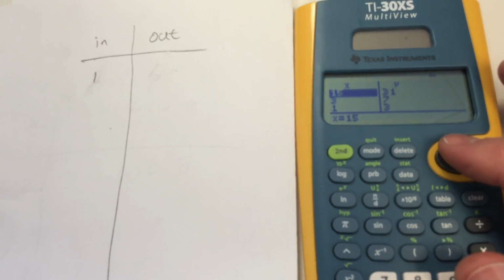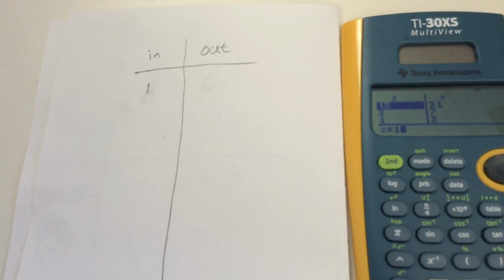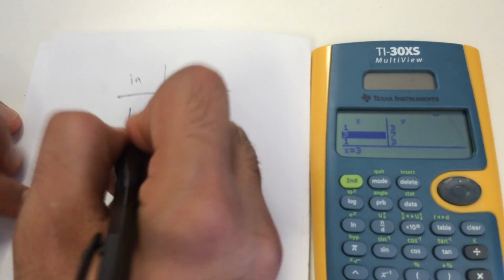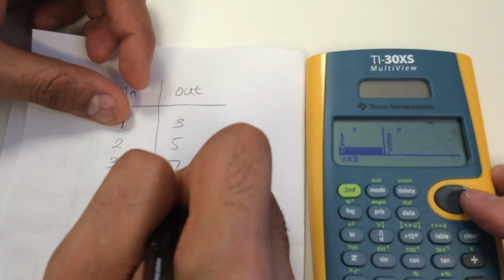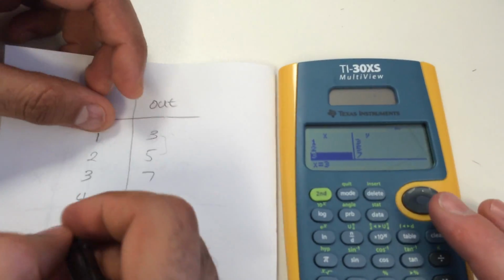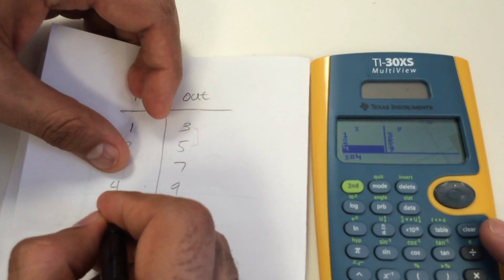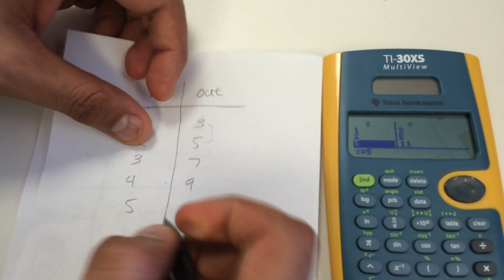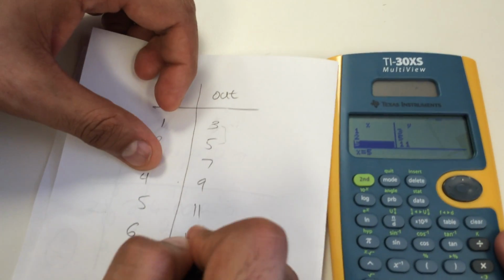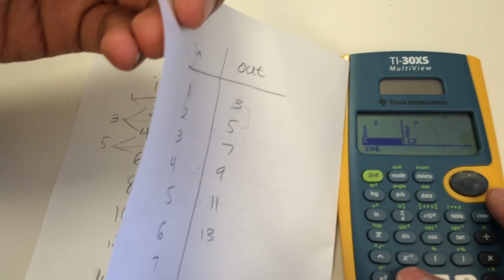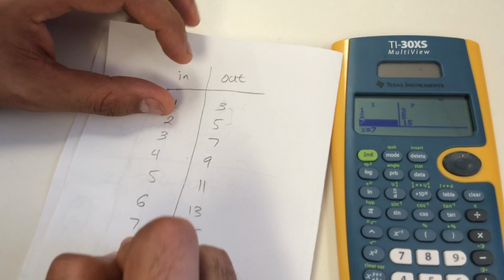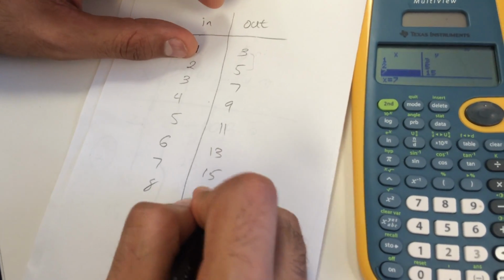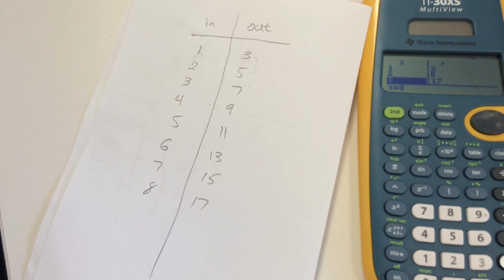Let's go back to the beginning. Here, 1 is 3. 2 is 5. 3 was 7. 4 was 9. Oh, I see now. It's 2, 2. That makes more sense. 5 was 11. 6 was 13. 7 we didn't do, so I assume 7 would be 15. Correct. And 8 would be 17.